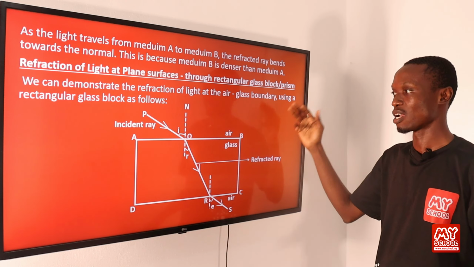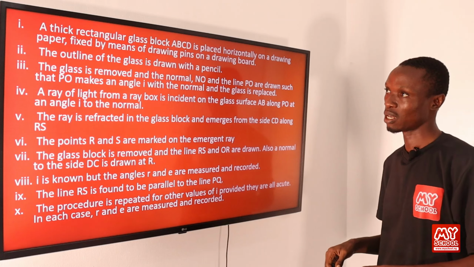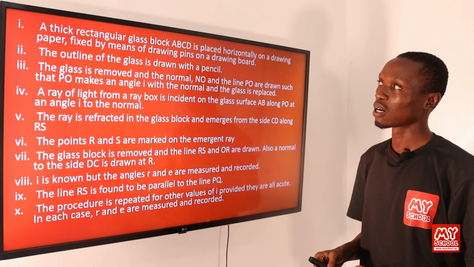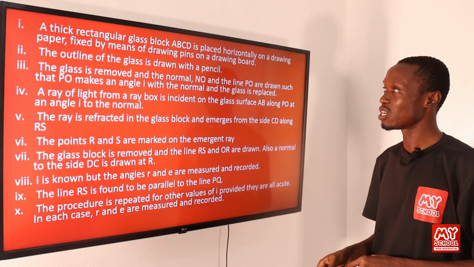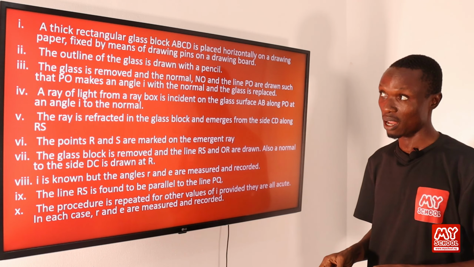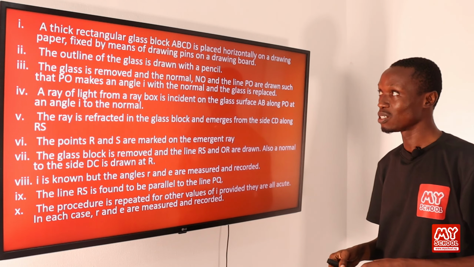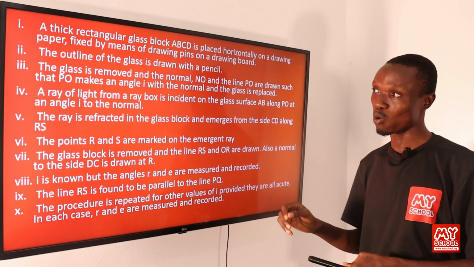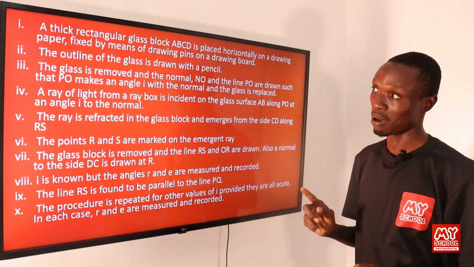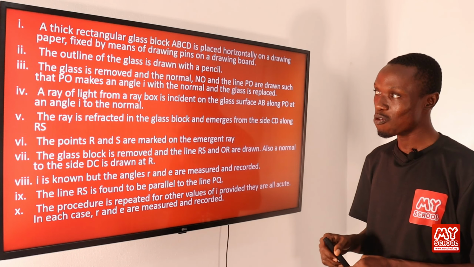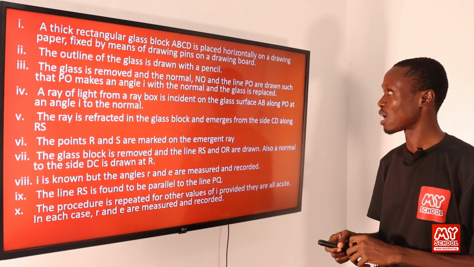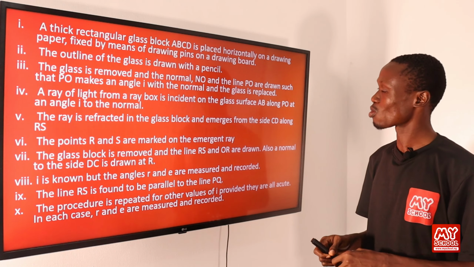So let's move to the next slide to fully understand what is happening here. Procedure 1: a thick rectangular glass block ABC is placed horizontally on a drawing paper, fixed by means of drawing pins on a drawing board. Then the outline of the glass is drawn with a pencil. Then number 3, the glass is removed and the normal ON and the line PO are drawn.